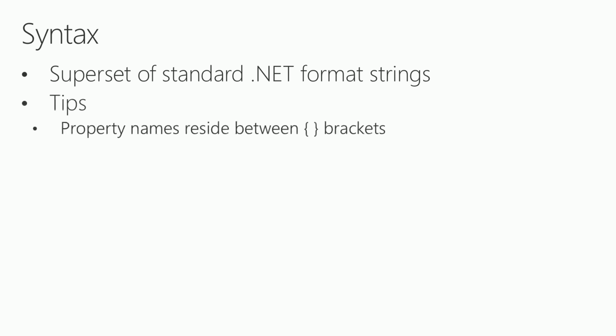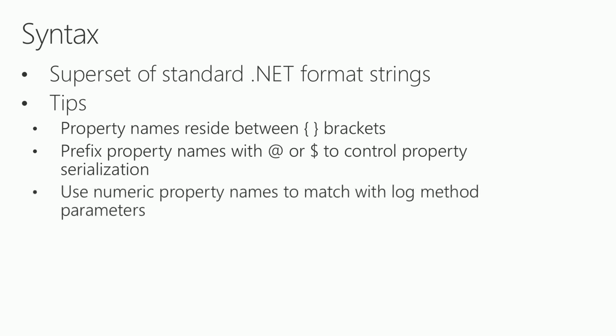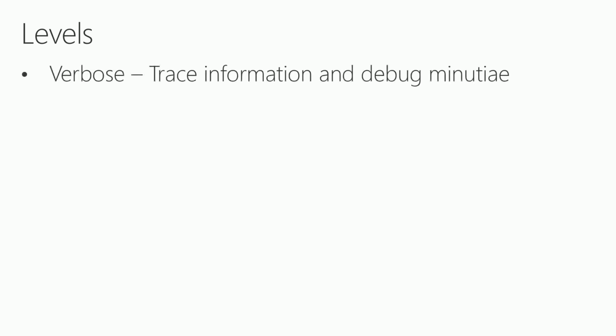Now, a few different tips. Property names reside between curly brackets. Again, you'll know this format from the .NET format strings. To prefix property names with an @ or a $, you can control the property serialization. And then you can also use numeric property names to match with the log method parameters. Again, this is very similar, if not identical, to the .NET format string, so it's something you should already be comfortable with.